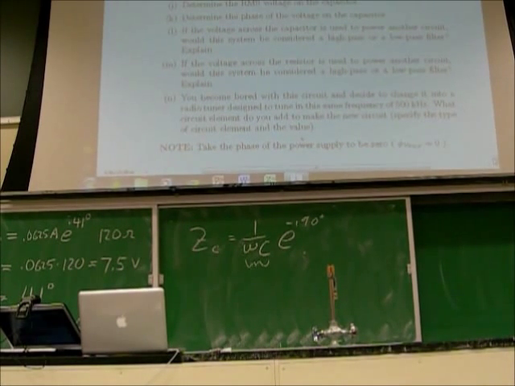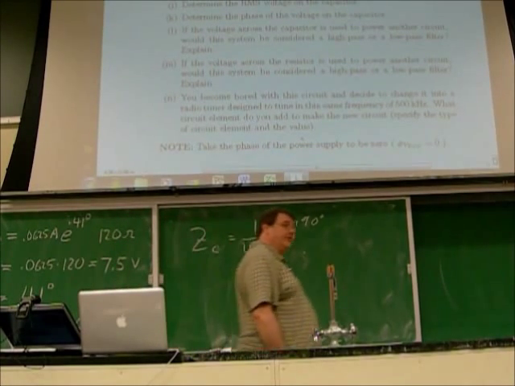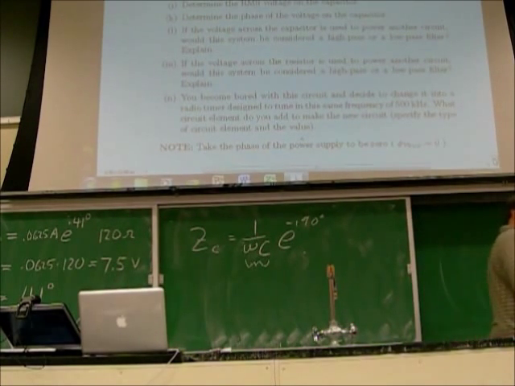Now, finally, oh, I didn't realize I threw this question in so early. Okay? You've become bored with this circuit already. I thought we'd have to go through several of these until you were completely bored, but apparently, according to this, you're already bored with this circuit, and you decide to change it into a radio tuner designed to tune this same frequency. What would you add to this circuit?